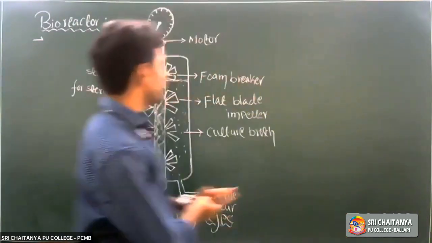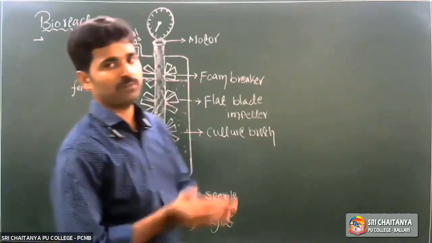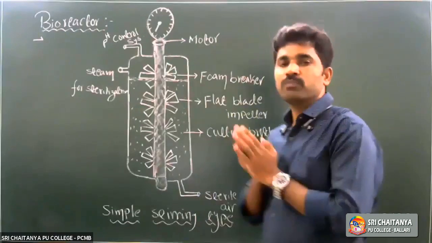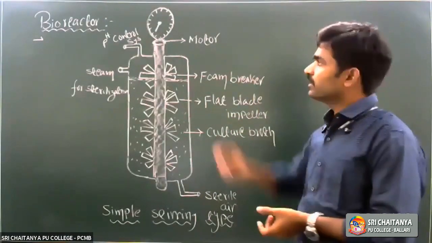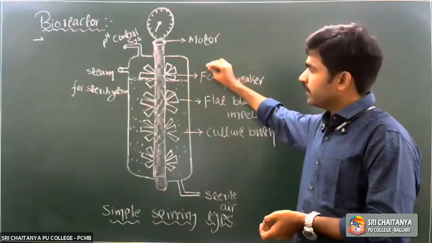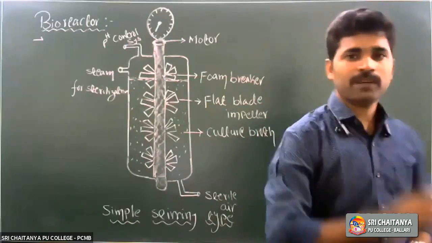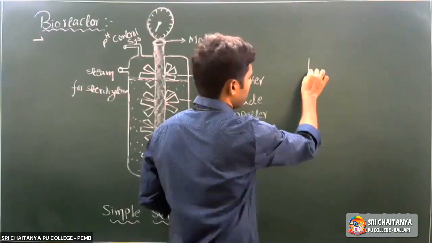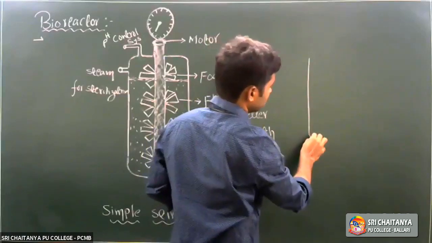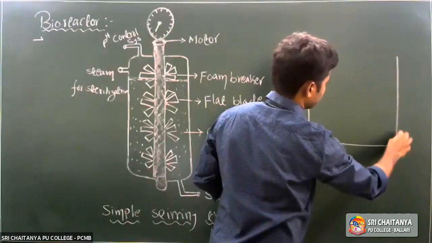So which type of bioreactor are we using here? Simple stirring type of bioreactor, widely. The most commonly used bioreactor in rDNA technology is the simple stirring type of bioreactor. Then come to the second type. Another type of bioreactor is there now. What is it? Sparged type of bioreactor. Second one.